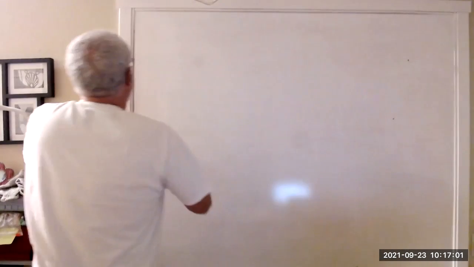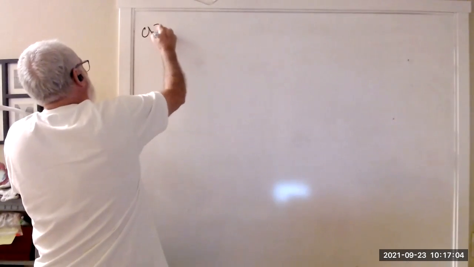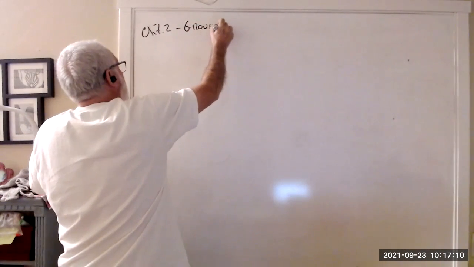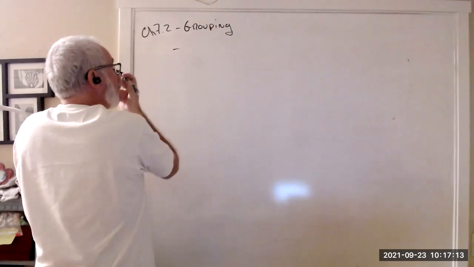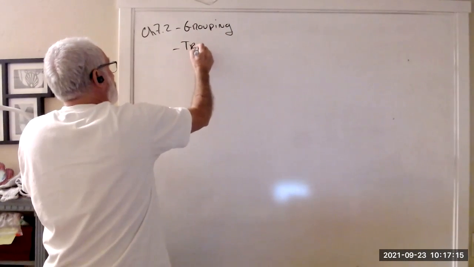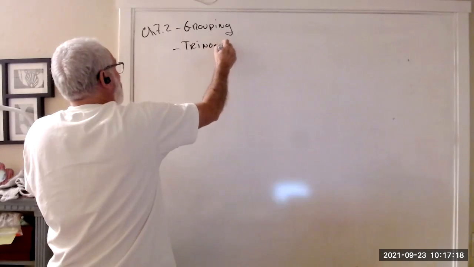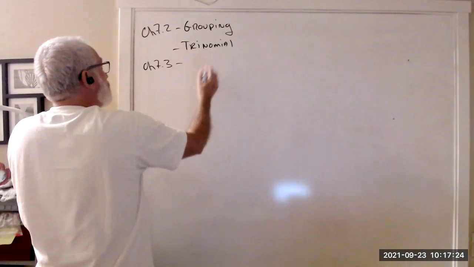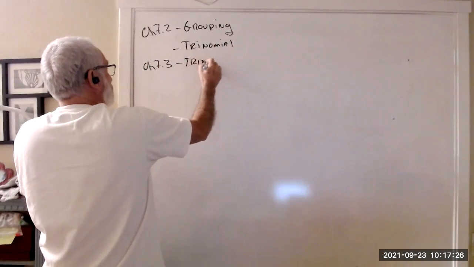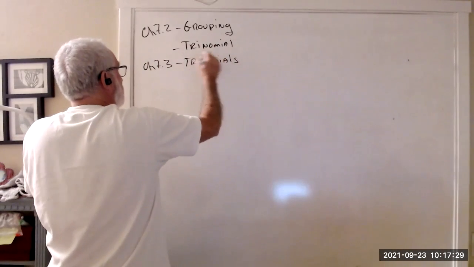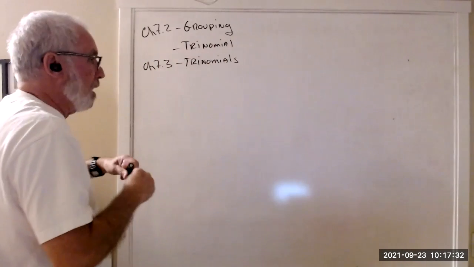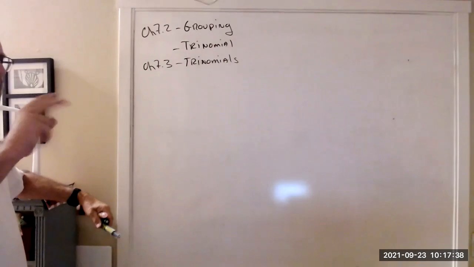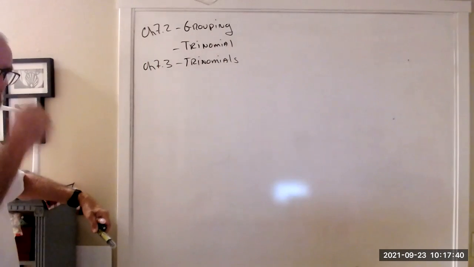All right. Chapter 7.2 did introduce grouping, but it also introduced trinomials. And chapter 7.3 continued with trinomials. And I'll show you a clearer breakdown tonight of why they did it in two separate sections.